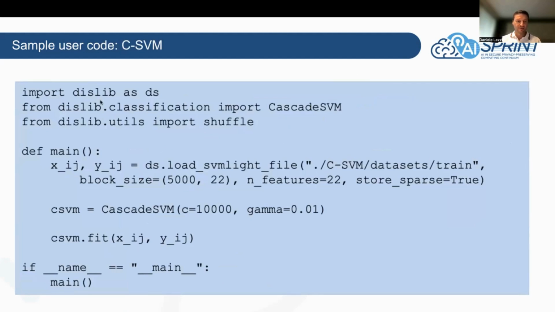The user has to import the dislib library, in this case the CSVM method, and load the data set. We have a specific method for each specific algorithm, and we can also implement more on request from our users. The user loads the data set with a specific block size and the number of features to be trained on. Then we instantiate the cascade SVM method with given parameters, specific to this method, and then we apply the fit method on the data set, as before.